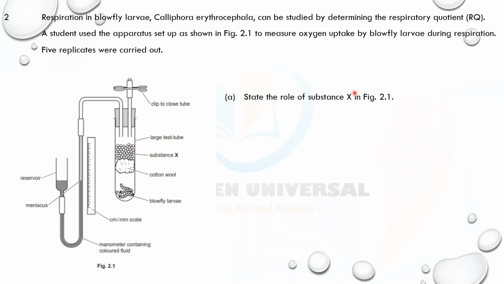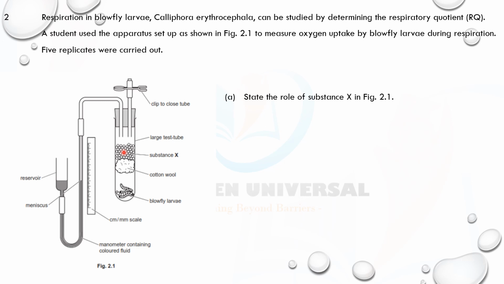State the role of substance X in Fig 2.1. It's always good to use the interactive diagram. What is the role of substance X? Pause and write the answer. Okay, this X is a CO2 absorbent, so it absorbs and removes CO2, because first of all we're measuring the volume of oxygen.